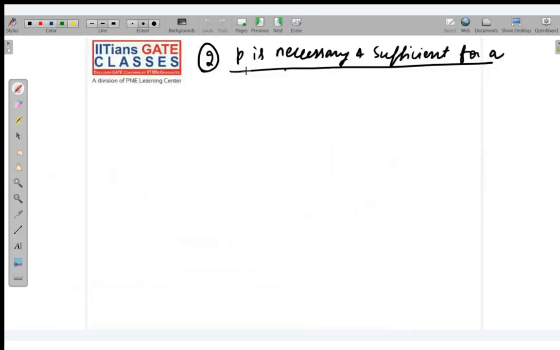So next is: P is necessary and sufficient for Q. This also means P double implication Q. Why is this true? I can say it like this: P is necessary for Q, and P is sufficient for Q.